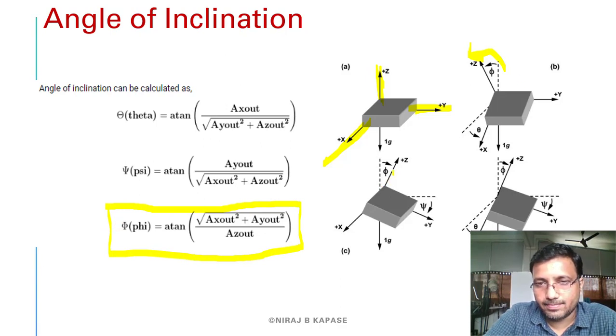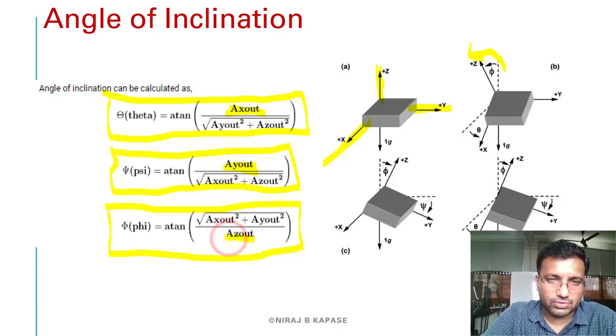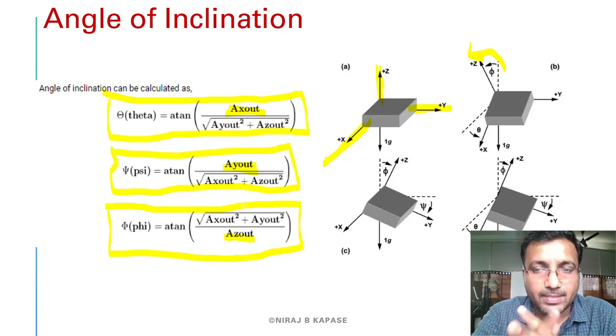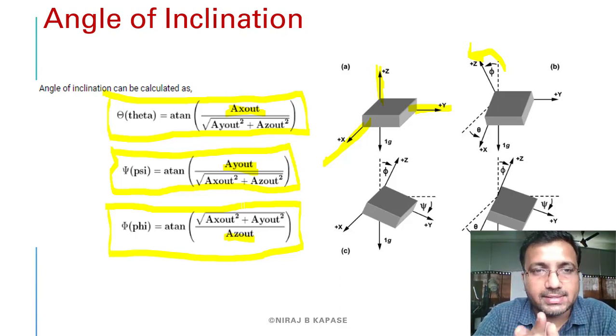Right, this is phi negative, this is phi positive. Theta is with respect to x, so this theta represents the change with respect to the x axis, and psi represents the change with respect to the y axis. You can observe that particular value is on the top, AX out, AY out, and this about AZ out. So these are the equations for calculating the angles by using angle of movement with the ADXL335.